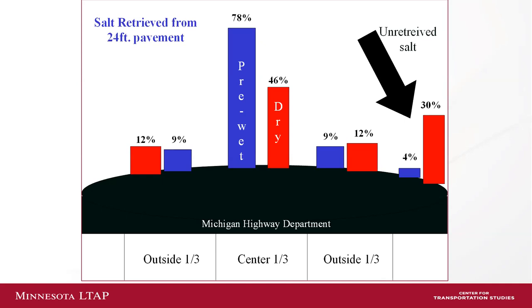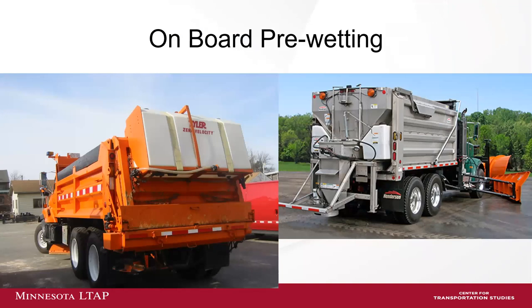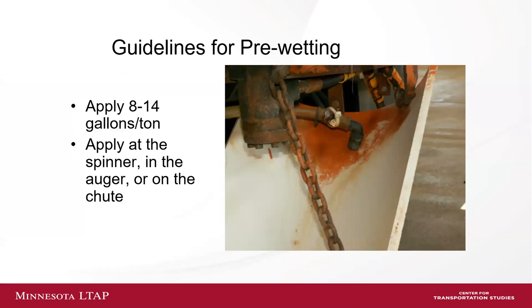So there are a lot of different methods for onboard pre-wetting. There are these older tanks that are still being used today. Generally, they are gravity feed. There are these newer type trucks that have a pump system, and they can be very accurate, and you can apply a lot of liquid with this type of system. But whichever one you're using, they're both effective. So the older style with the gravity feed depends on how full that tank is. When it's really full, you might be getting 14 gallons a ton. When it's nearly empty, it's going to be less, about 8 gallons per ton. But the average is about 10 gallons per ton.